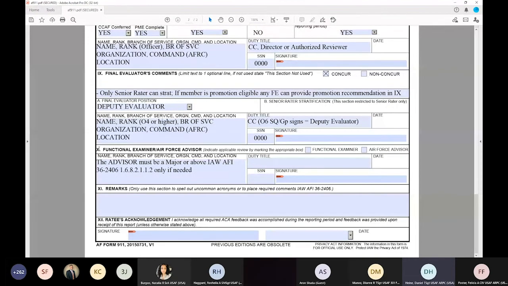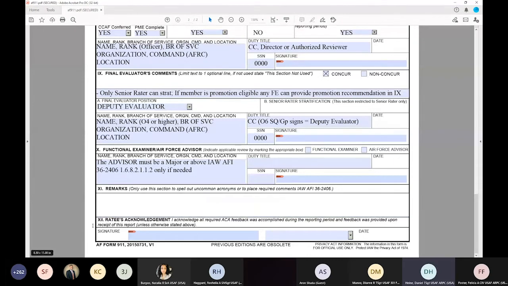The functional examiner or Air Force advisor section in section 10 will only be used if necessary. The functional examiner would be used if the final evaluator does not have any knowledge of that member's AFSC, and the Air Force advisor would be used if the final evaluator is not an Air Force member. They would need an Air Force advisor to review the report and make sure it falls within the guidelines of the Air Force. If the Air Force advisor or functional examiner is used, then they must be at least a major or above. The remarks section is used to spell out uncommon acronyms.